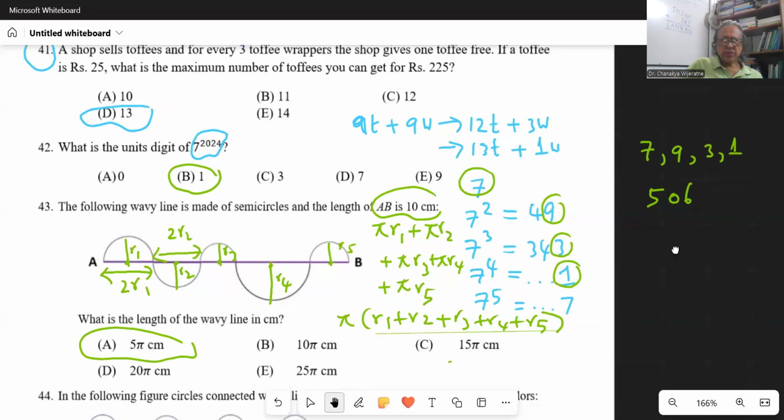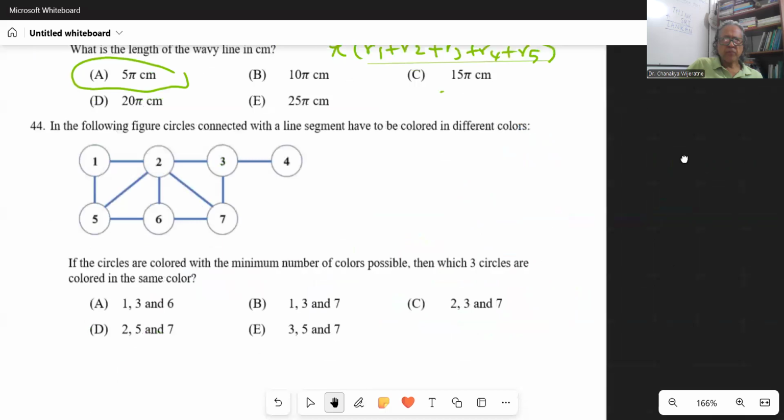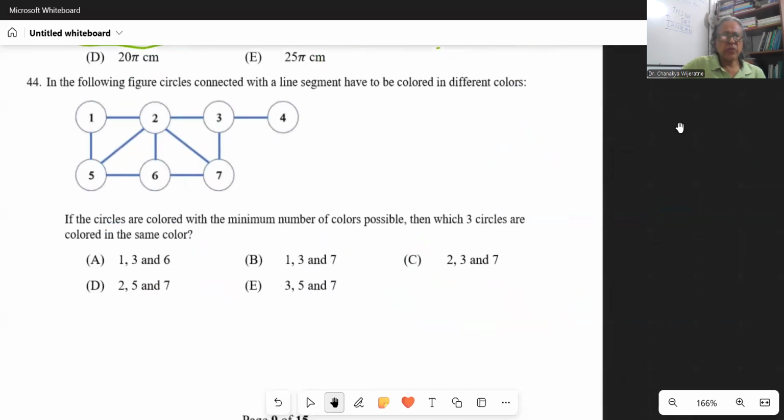Okay, let's go to the next question, 44. In the following figure, circles connected with a line segment have to be colored in different colors. If the circles are colored with the minimum number of colors possible, then which three circles are colored in the same color? Now you can see at once the circles labeled 1, 2, 5 have to be colored in three different colors.